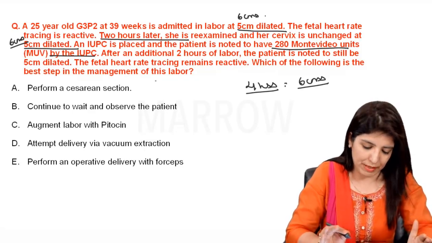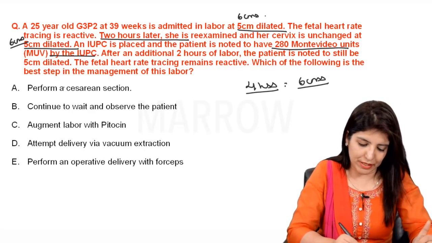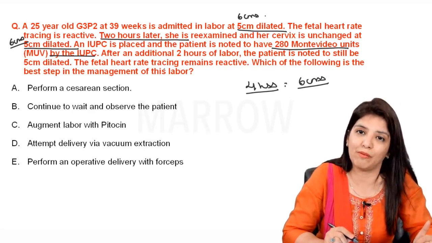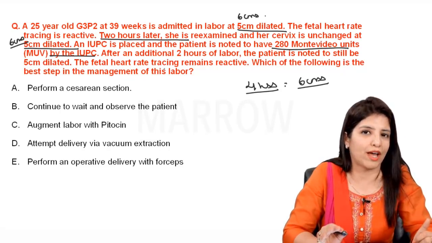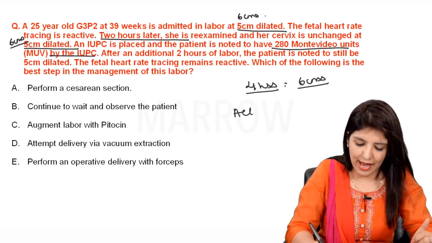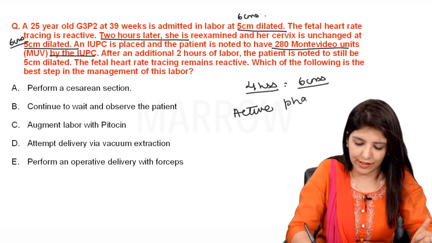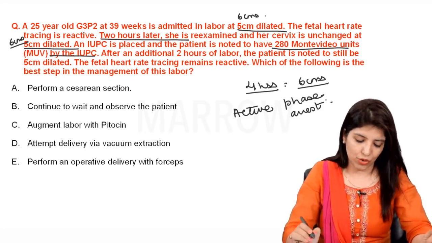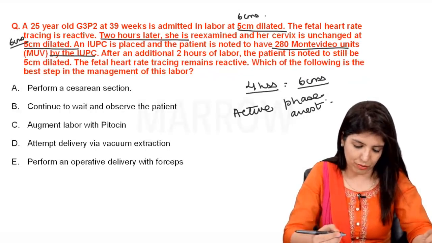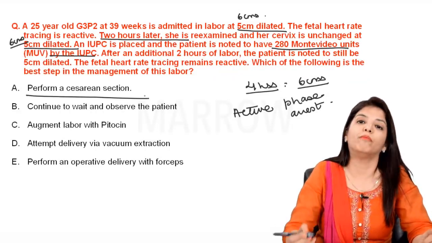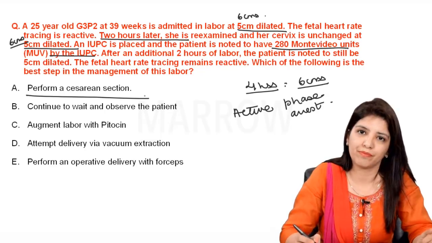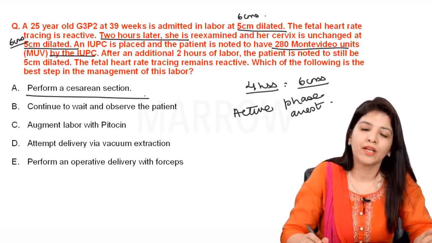What will your next step be? Which of the following will be the best step in the management of this labor? So now it's very easy. What is your diagnosis? Your diagnosis is active phase arrest, right? So what will your management be? Your management will be to perform a cesarean section. Clear to all of you?